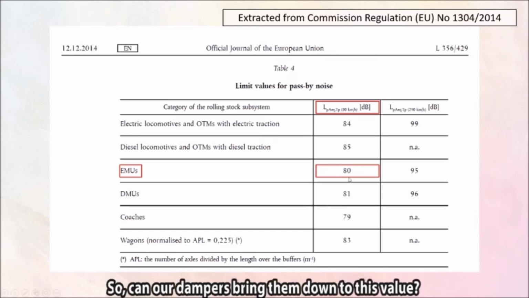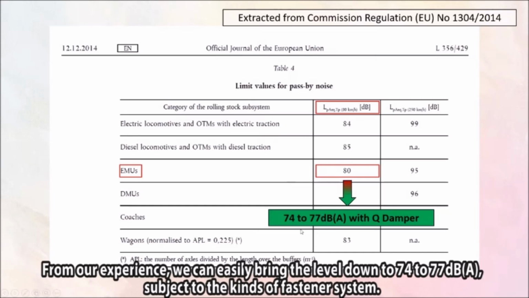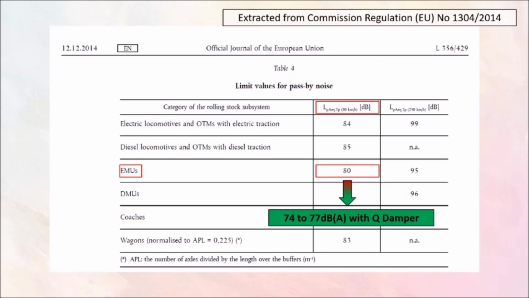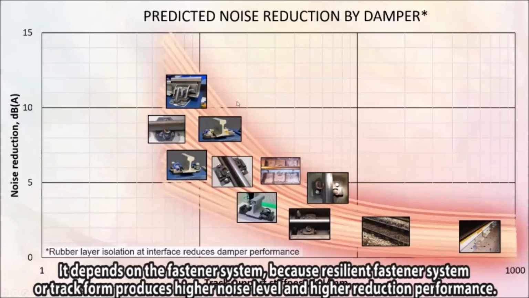So whether our damper can bring down this value, from our experience, we can easily bring it down to 74 to 77, subject to what type of fastener system. In some cases, we make it down below 70, 67, 68. But in general, I would say 74 to 77. The best case was 66. So it depends on the fastener system, because resilient fastener system, resilient track form, produces higher noise level and produces higher performance of noise reduction of the wheel damper.